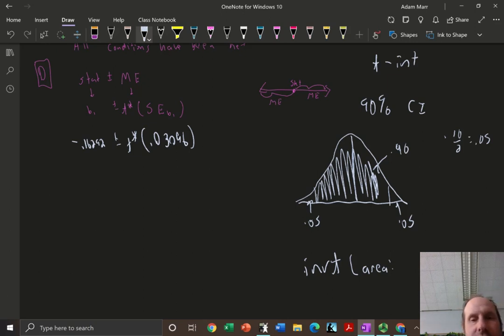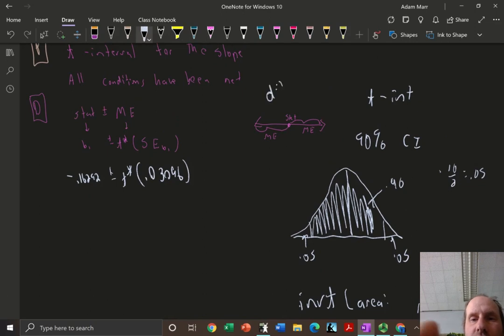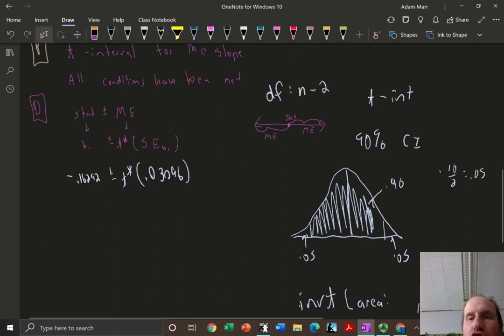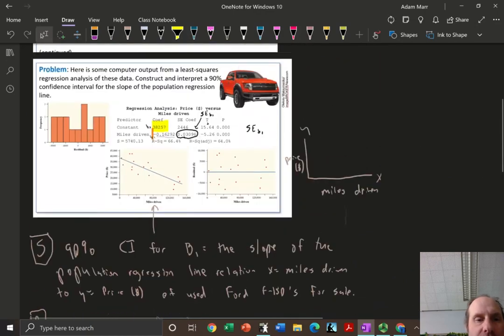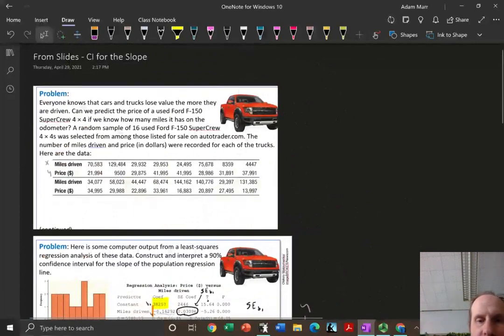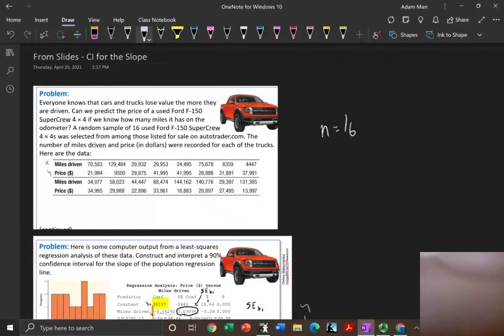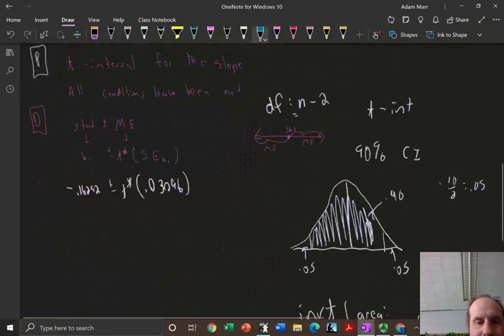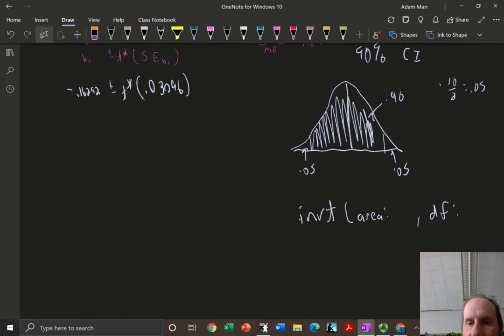One other thing about this is that the degrees of freedom for linear regression is going to be n minus 2. All right, so no problem. Our n right here is how many values we have here. So our n value is actually 16, if you see right here. So the degrees of freedom is going to be 16 minus 2, which is 14. No problem. So the area right here is 0.05. The degrees of freedom is 14.